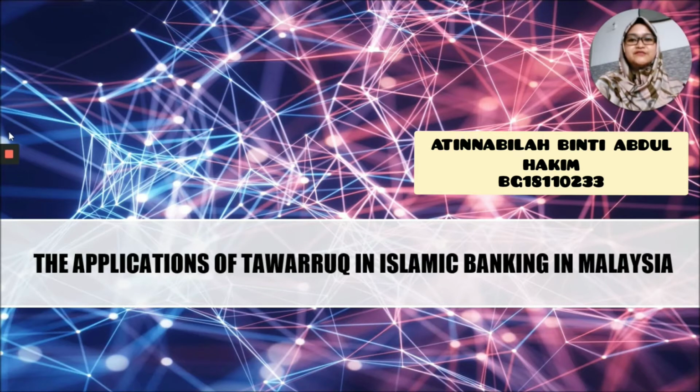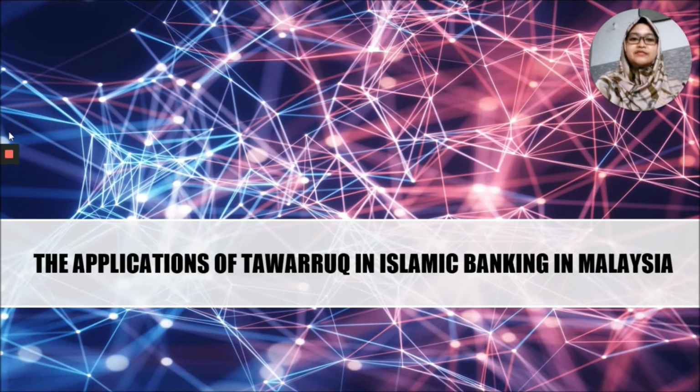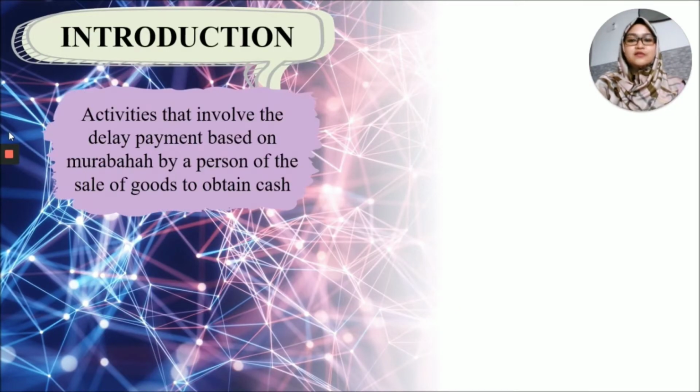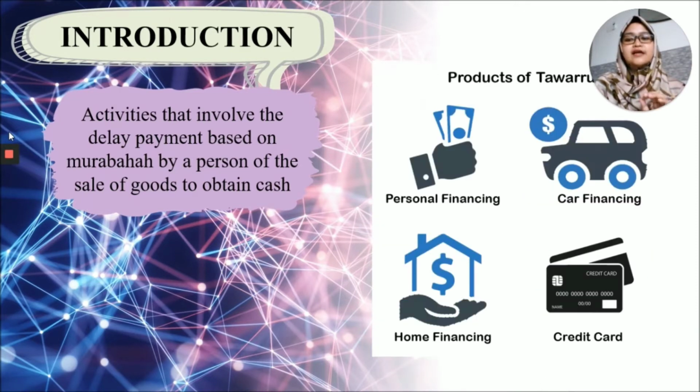In this video, I and my group member will present our research project, which is the application of Tawarruq in Islamic banking in Malaysia. The Tawarruq contract involves delayed payment based on murabahah by a person buying goods in order to obtain cash. The buyer sells the goods to a third party in cash at a price less than the original price. It has four types of product, which are personal financing, car financing, home financing, and credit card.